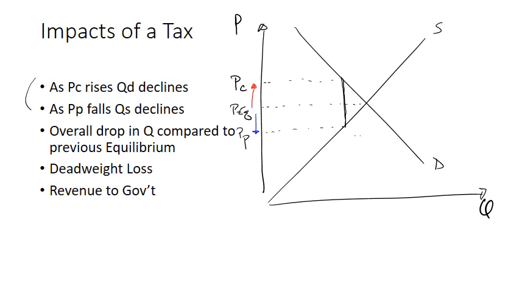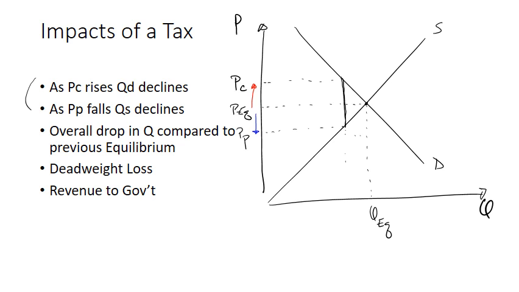The one that we haven't highlighted yet is that this is going to have a quantity impact as well. Before the tax, we were transacting this amount. Let's call it QEQ. After the tax is in place, it makes sense that we're going to transact less, because if the product is getting more expensive for consumers and producers aren't earning as much for producing that product, then neither one of them has the incentive to consume or produce as much of that product as they used to.